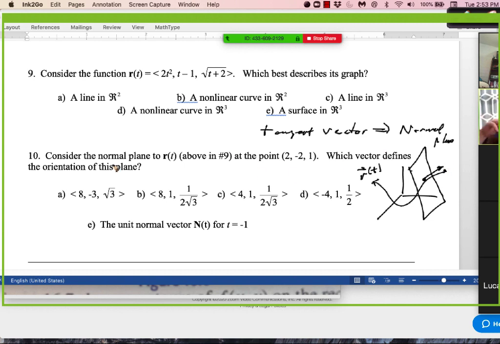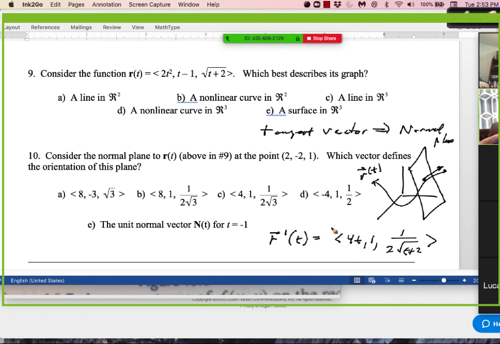To get the defining orientation of this plane, we need the tangent vector. The tangent vector comes from the rate of change vector function, so it's going to be 4t, 1, and 1 over 2t plus 2.